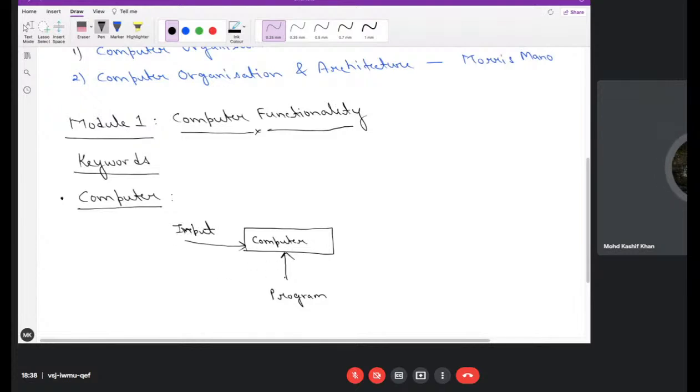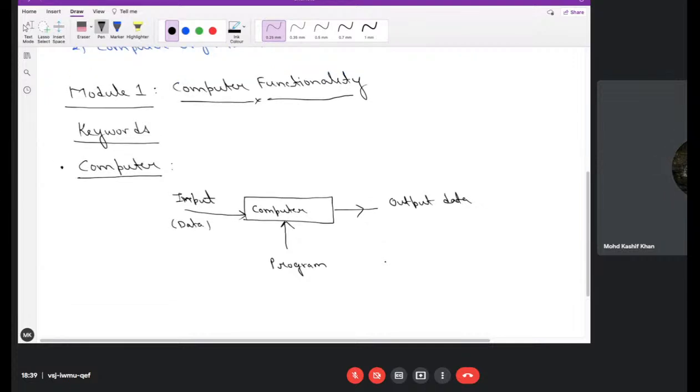So what happens in the computer? You write the program, you give the input as data, and then you get the output data. So you can see in the computer, you give a program, you give the input data, and then you get the output data. So computer is just a computational machine where you provide the program, where you give the input, and then you get an output. Okay. So first write the heading computer in the keywords.